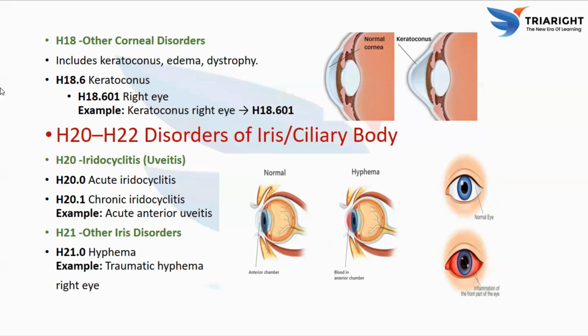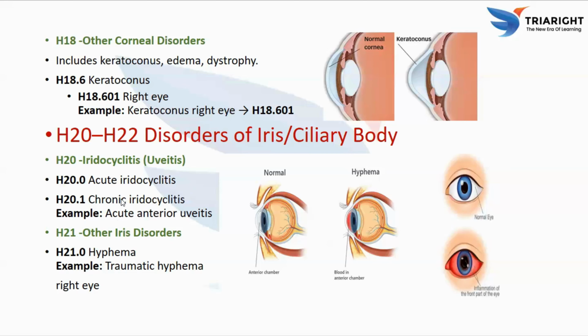So H20 code is assigned for iridocyclitis. So what do you mean by iridocyclitis? Inflammation of both the iris and ciliary body. This is a type of anterior uveitis. It is also called cyclitis. So H20.0 code is for acute iridocyclitis.